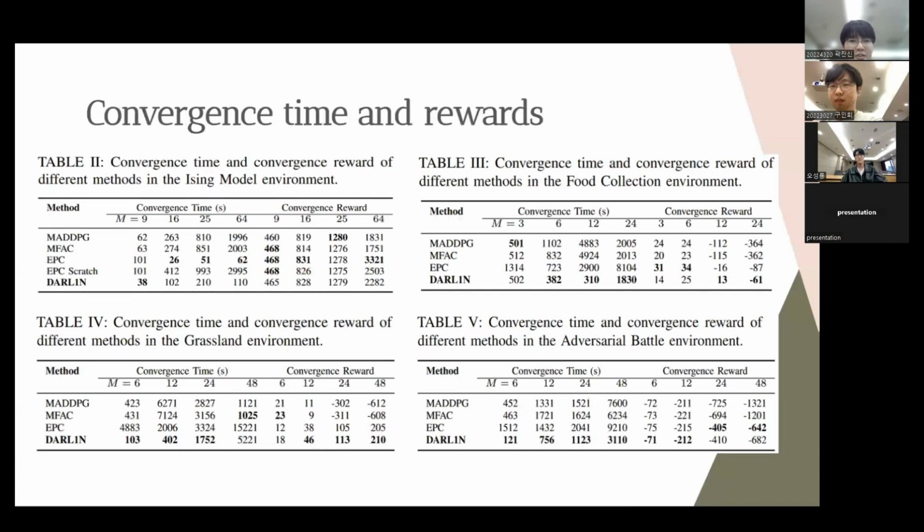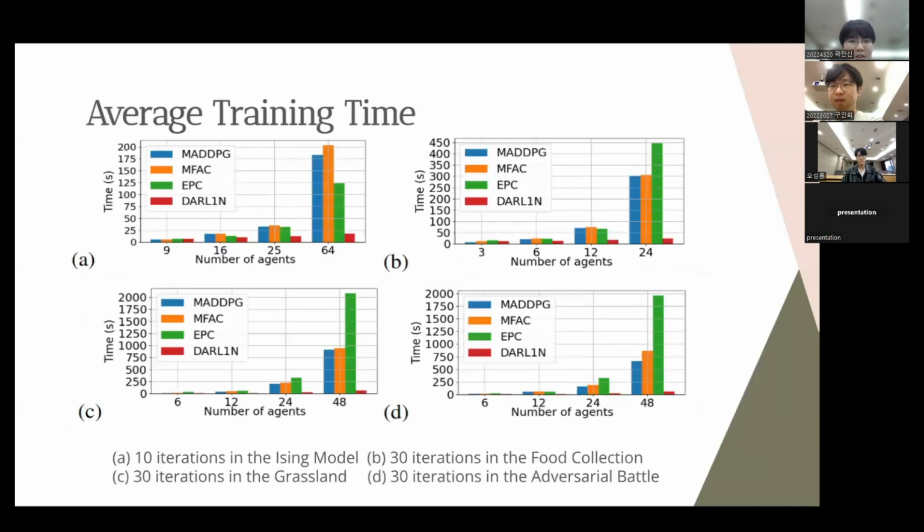The following tables describe the convergence time and convergence reward in each environment. Better numbers are marked as bold. They measured the result while varying the number of agents. As we can see here, in most cases, DARLING worked best among the baselines. Also, as we expected, the average training time of DARLING greatly outperformed other algorithms.